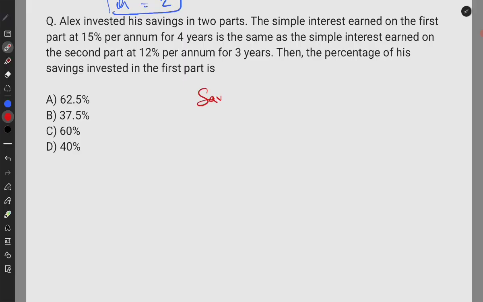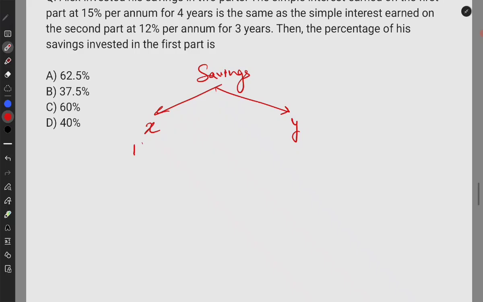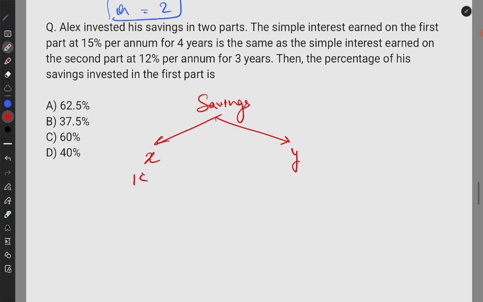The savings, so let's break it down into two parts. Part X, part Y. Two parts. First part he invested at 15% per annum for 4 years, and the second part at 12% per annum for 3 years.